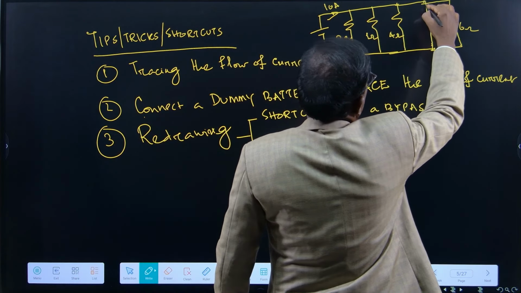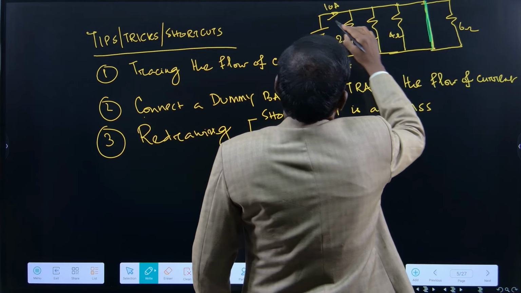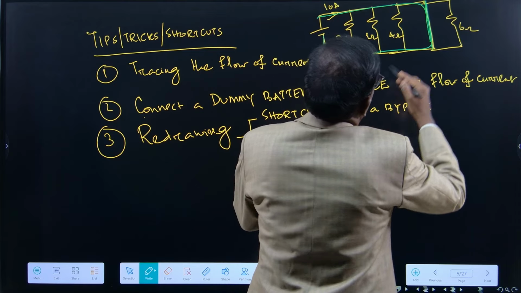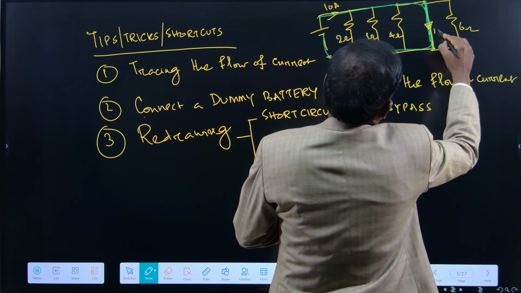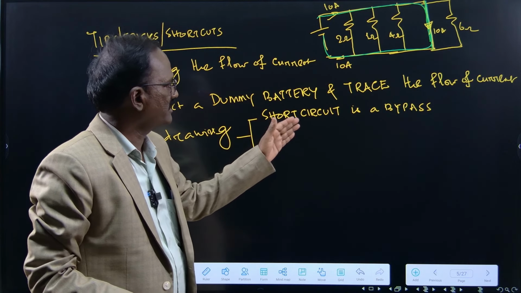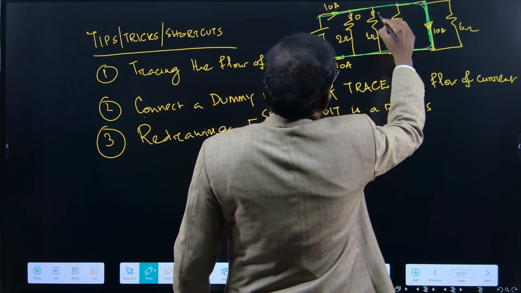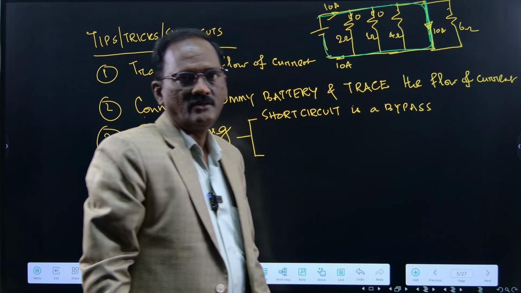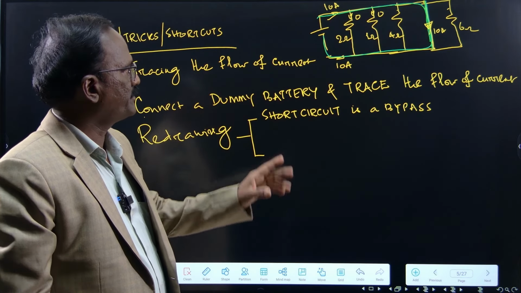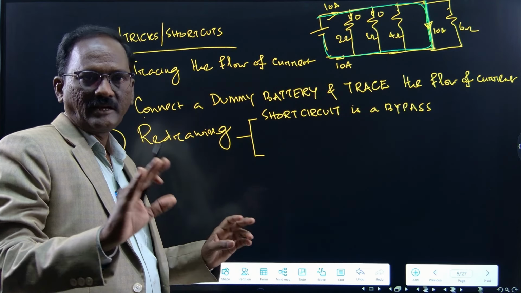If a short circuit is available, the short circuit is a bypass for the current. The whole 10 amperes will be flowing through the short circuit only. The entire 10 ampere will be circulating in this bypass, in this short circuit. This is what I have mentioned. A short circuit is a bypass. No current, 0 ampere, flows through the resistors, right? So this is one important point. In this case, the equivalent circuit is very simple, right? We can remove all the parallel connected resistances.